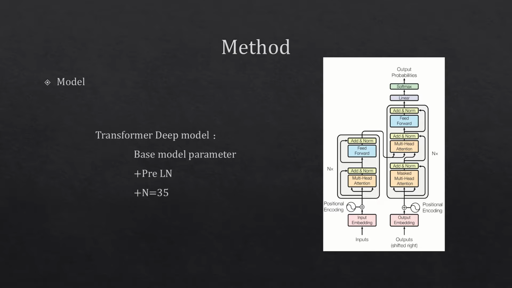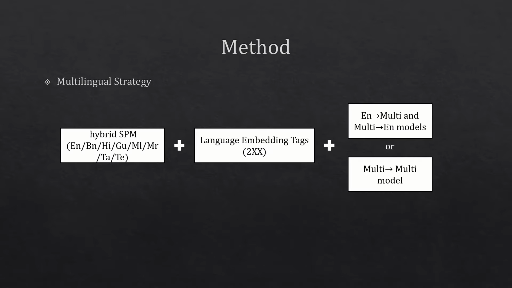In terms of model, we employed a deep transformer with base model parameters, plus a pre-LN. Our encoder contains 35 layers, while the decoder contains 3 layers. For our model, we trained a hybrid SPM in conjunction with English and 7 Indic languages as a shared word segmentation system for all languages. Regarding our English to multi-language model, we add a tag indicating the target language at the beginning of the source sentence. For example, for English to Hindi translation, we add a tag of to-HI at the beginning of the source sentence.